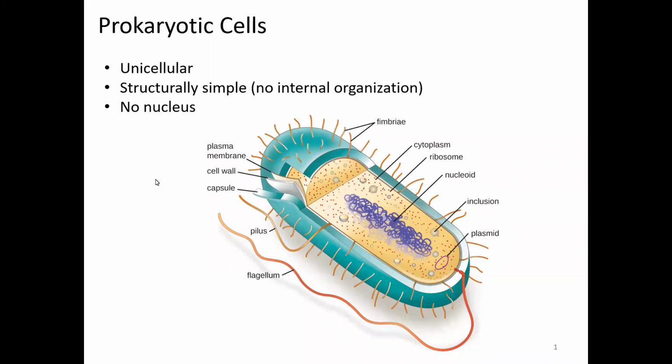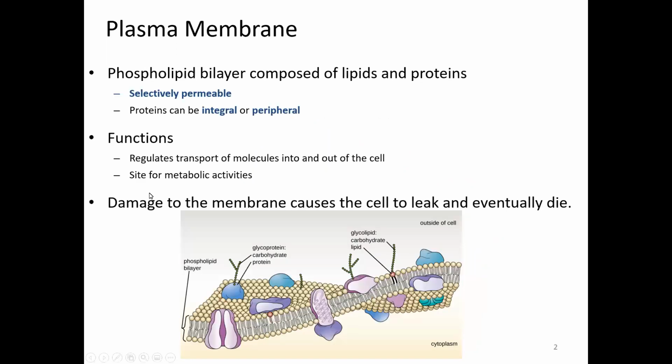When we talk about the structures associated with a prokaryote, we are going to start with the plasma membrane, which is like the wall of the cell, and then work our way outwards, and then we'll talk about all the things inside of the cell. All cells have a plasma membrane. This is like the border of the cell, and the plasma membrane is a phospholipid bilayer.